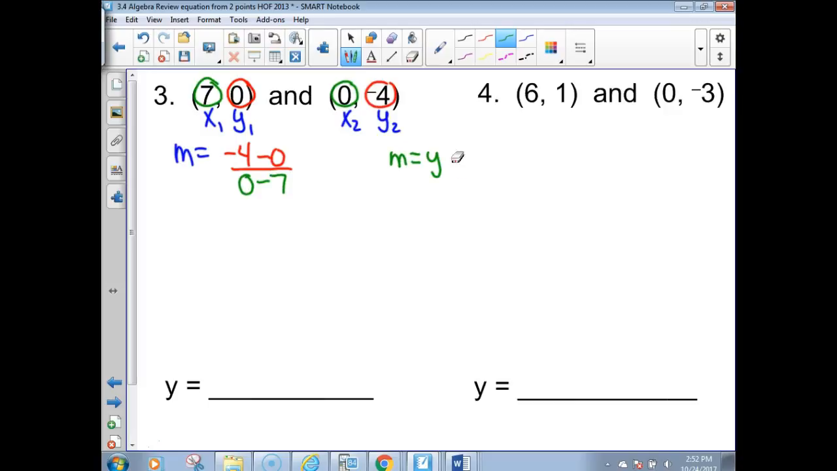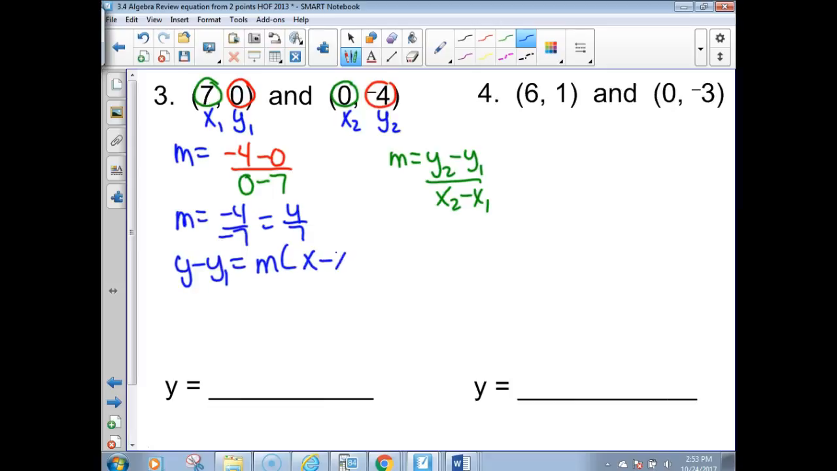Remember that your slope formula, be able to use it. Okay, first thing, make sure you've gotten your slope correct. Your slope should be positive 4/7. And you need to discuss that. If you didn't get that and you need help figuring out why, I would be happy to show you. Okay, I'm going to use the first point and put it into my point slope formula.